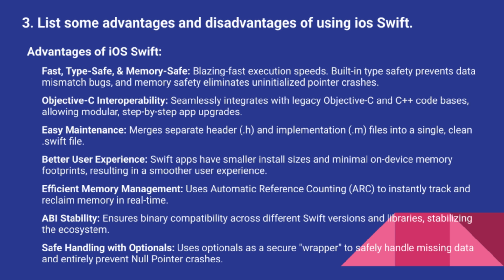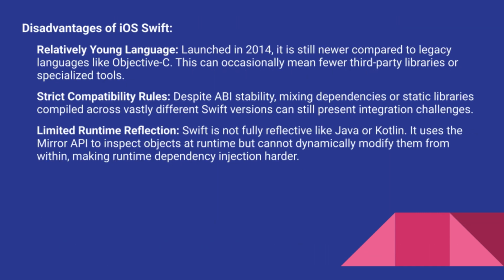Finally, don't forget to highlight ABI stability, which ensures binary compatibility across libraries, and optionals, which act as a safe container around variables to elegantly prevent null pointer app crashes. However, no language is perfect, and interviewers love to see that you can acknowledge the downsides.